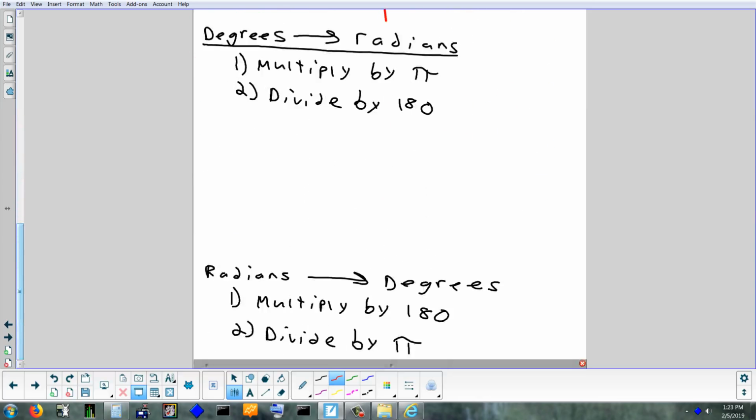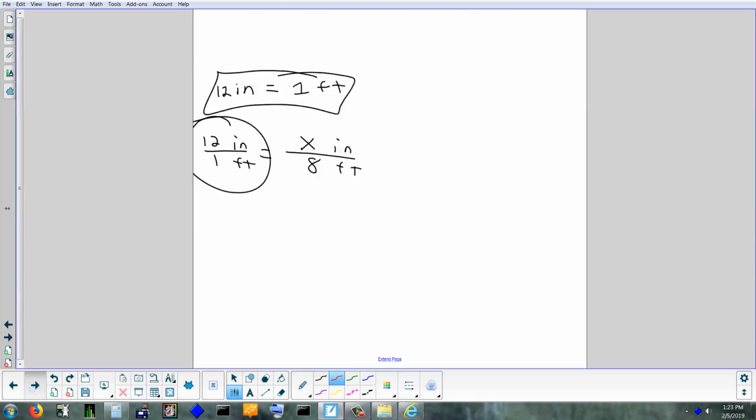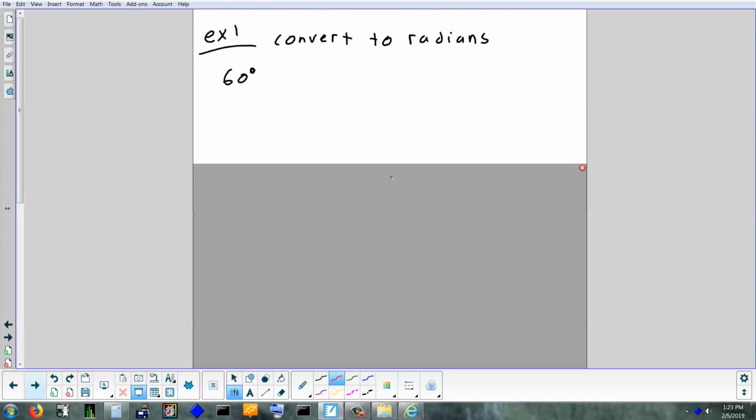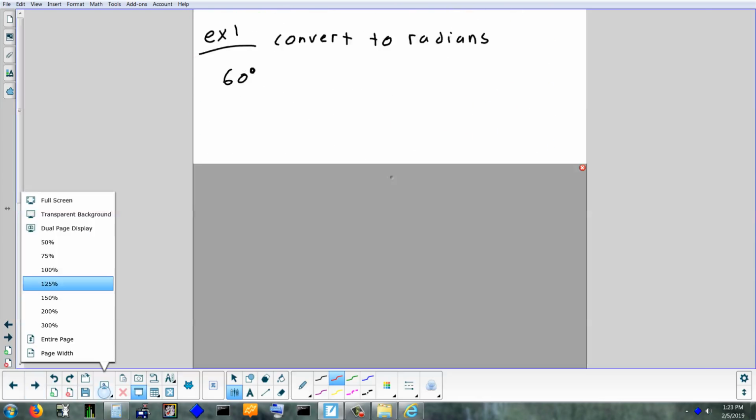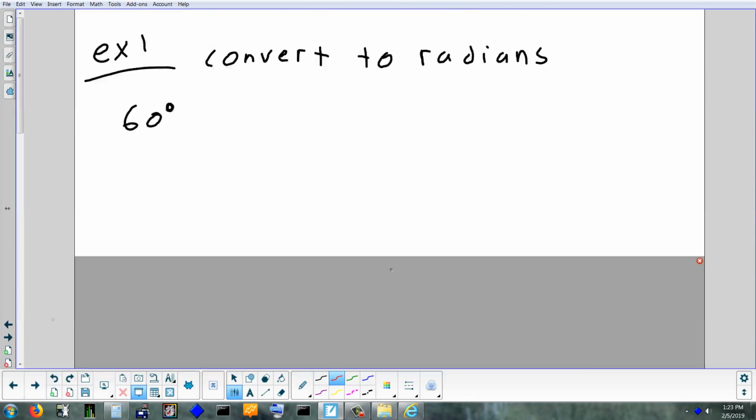Okay, so let's look at our first example, converting back and forth between radians and degrees. All right, so the first problem we have is 60 degrees. Now, I know when I want to convert this to radians, I'm going to do one of two things. It's either pi over 180 or it's 180 over pi. Those are the only two options that we got. We just have to figure out which one to use.